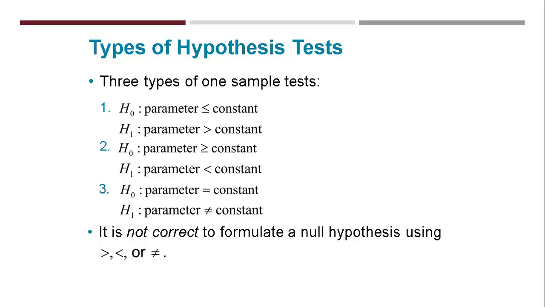An example of an upper tail test would be trying to determine if a college graduate earns more than $60,000. An example of a lower tail test would be trying to determine if the United States national unemployment rate is less than 4%. An example of a two-tail test would be trying to determine if the average age of college students equals 21.